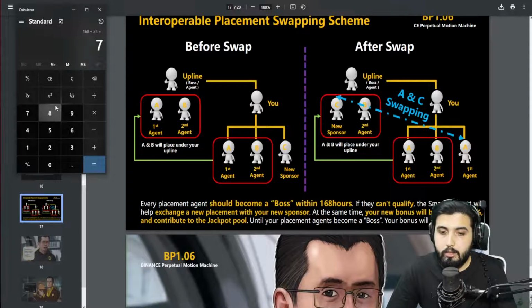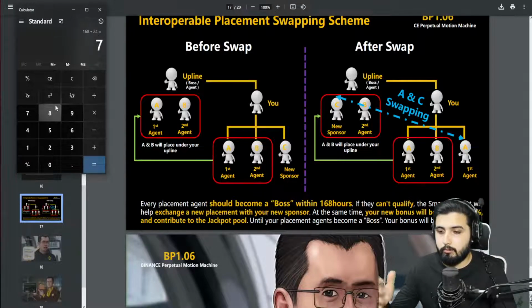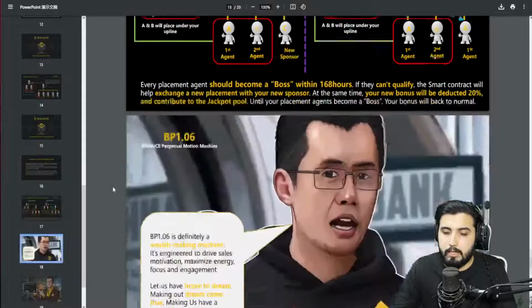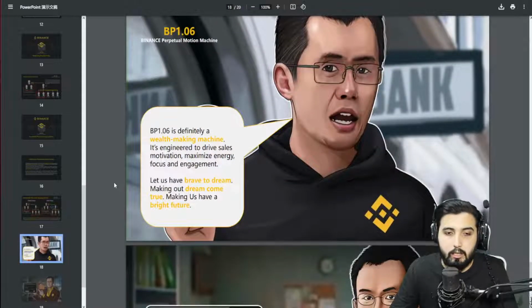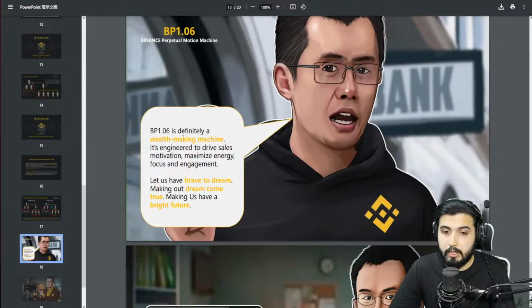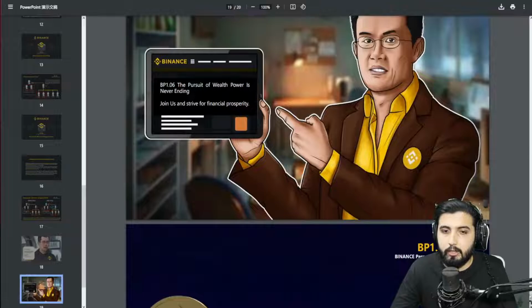If you don't do that, then this interoperable placement swapping scheme comes into action, and your new bonus will be deducted by 20%, and that will go to the jackpot pool. So make sure that you get the boss status within the 7 days or 168 hours. It says BP 1.06 is definitely a wealth making machine. It's engineered to drive sales motivation, maximize energy, focus, and engagement. And there are different codes that we have right here.